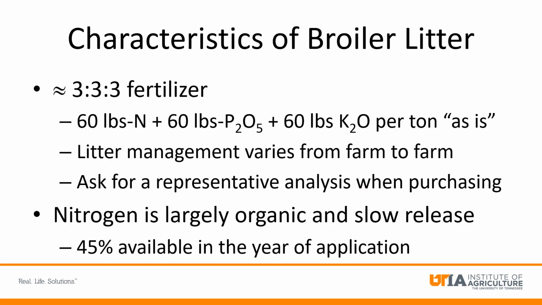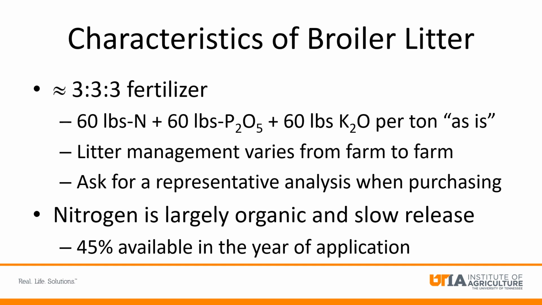Now that we've established that the vast majority of the poultry waste in Tennessee that's available for use by grain farmers is broiler litter, I'd like to talk a little bit about a typical analysis for this material as a fertilizer. Typically it tests as a 3-3-3 fertilizer, meaning that it contains approximately 60 pounds of nitrogen, P2O5 and K2O per ton as is, meaning that the moisture content is not necessarily specified.